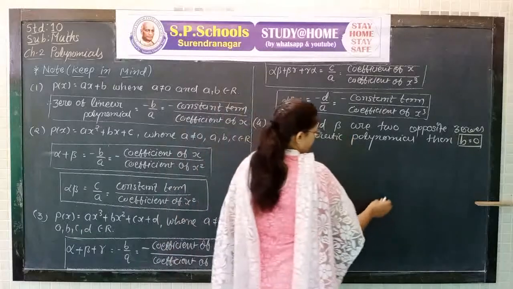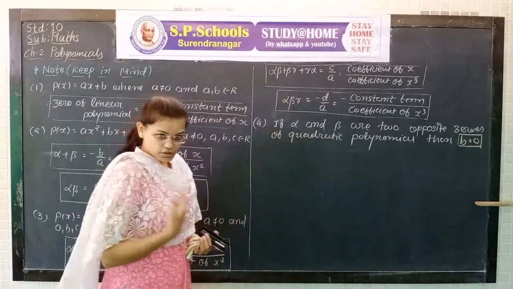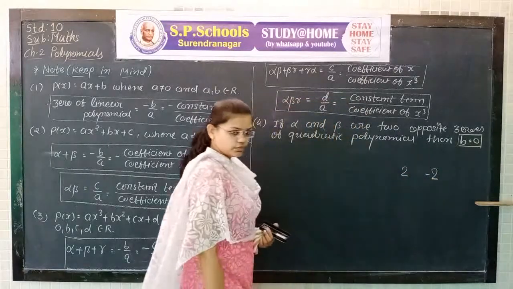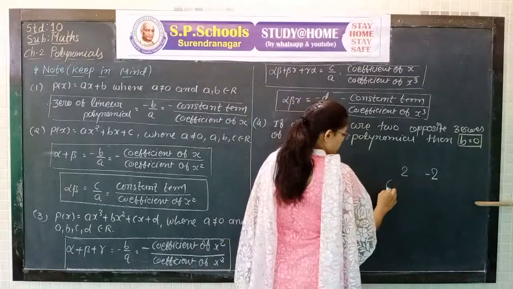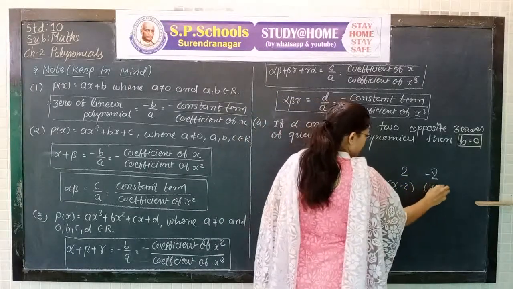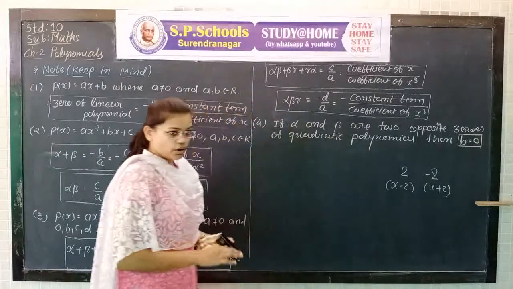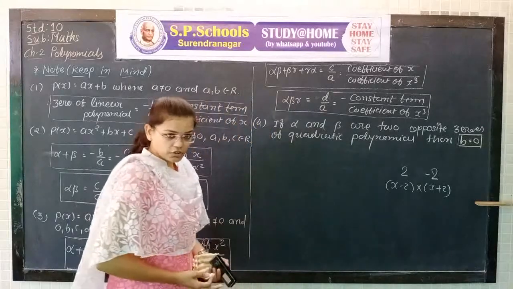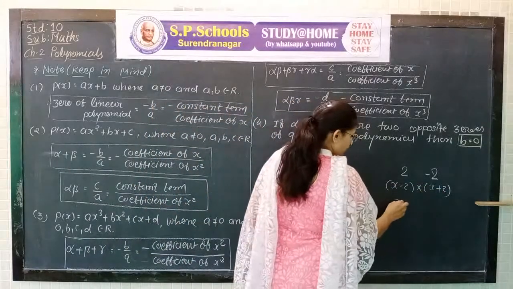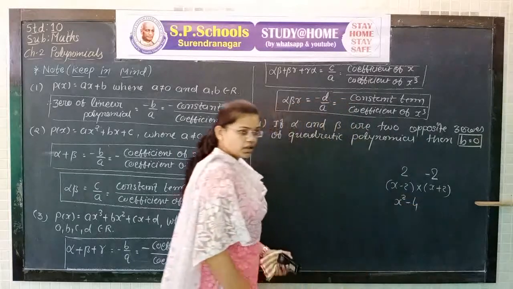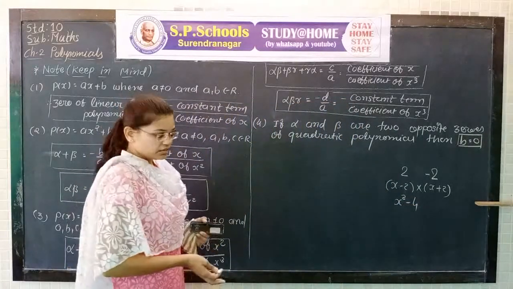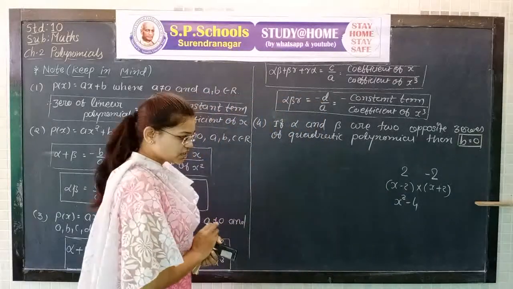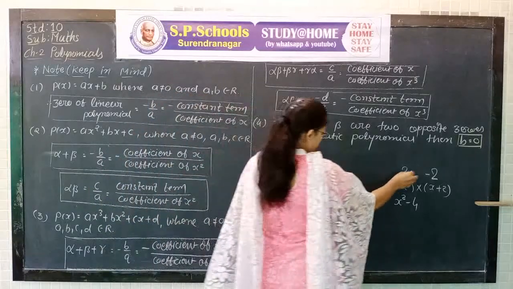Let's see an example for that. Alpha and beta are two opposite zeros. If one zero is 2, then the second zero is minus 2. 2 and minus 2 are zeros. That's why x minus 2 and x plus 2 are the factors of our polynomial. If we multiply these two factors, we obtain the polynomial x square minus 4. Again, we proceed last to first: by obtaining the zeros of the polynomial x square minus 4, we get 2 and minus 2.